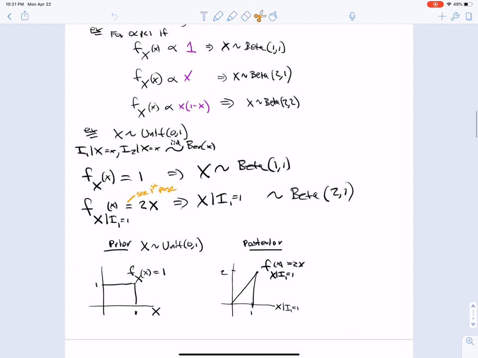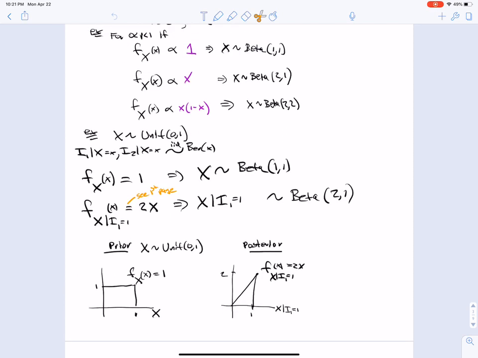And so I've just made pictures here of the prior and the posterior. So if you're told that when you flip a coin you get a heads, you're going to want to update what the chance of heads is from just being any probability to most likely closer to 1 than to 0.